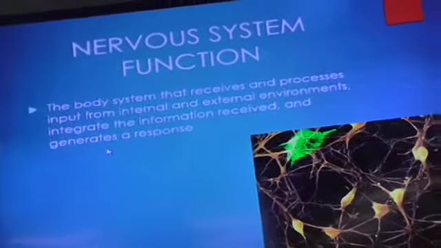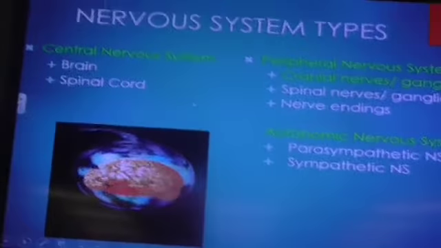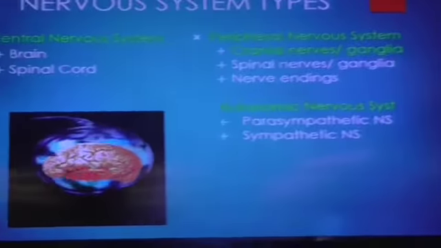internal and external environment. Then it integrates the information and then receives and generates a response. As we know, there are three major areas: the central nervous system, the peripheral nervous system, and the autonomic nervous system.